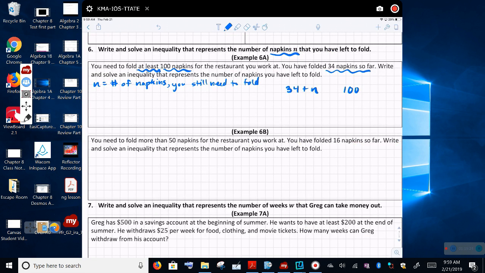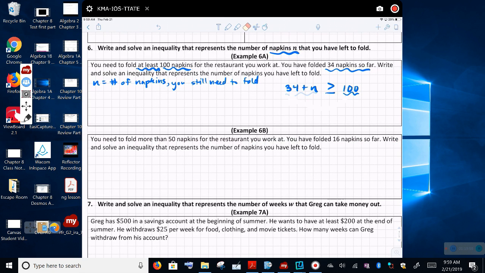Okay. Which inequality sign will I use? Which one has to be bigger, the stuff on the left, or will 100 be the bigger number? Yeah, the stuff on the left, because the stuff on the left is how many you actually fold. It could be bigger because, like we said, if you did 101 napkins, they're not going to get mad at you. All right, so the stuff on the left has to be bigger. Can it be exactly 100? Would that be okay? Yeah, so then I have the or equal to part. Okay?